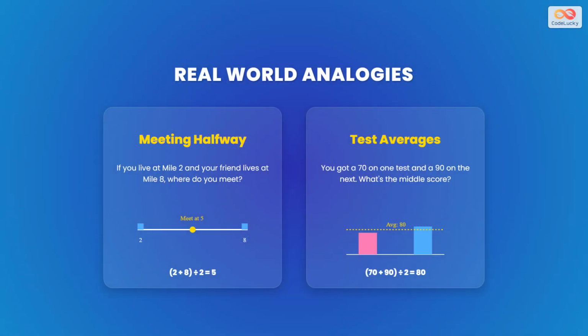To understand the math, think of some real-world examples. If you are at mile marker 2 on a road and your friend is at mile marker 8, the meeting point exactly in the middle is mile marker 5. You find this by adding 2 and 8 to get 10 and dividing by 2. Similarly, if you score a 70 on one test and a 90 on another, your average score is 80. The midpoint formula works the same way. It is just an average.